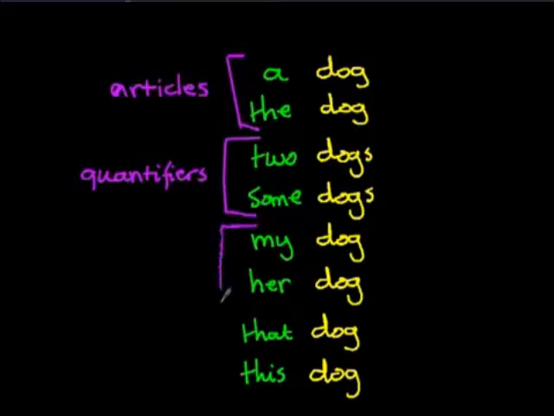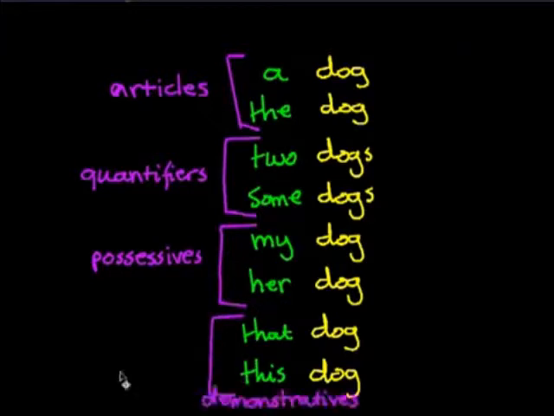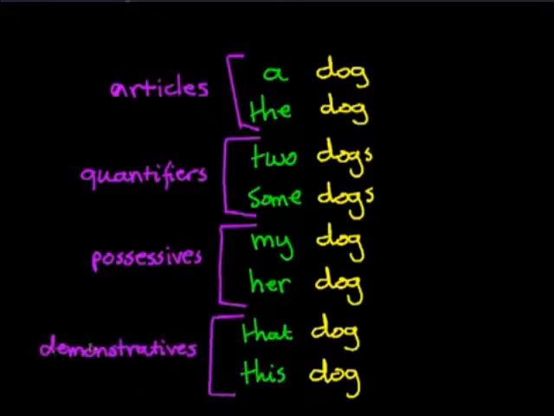The next couple, my dog, her dog, that's telling you about who owns the dog, and that's why those are called possessive determiners. So other examples would be his dog, their dog, your dog, for example. And the last two, this and that, these are both called demonstrative determiners.